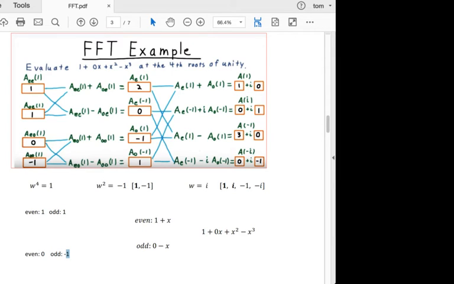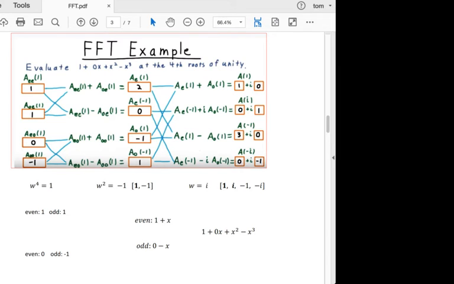So for this part, it doesn't contain the x anymore. So it's not related to the value of x. For any x, the result is the same. It's 1, 1, 0, negative 1. And for this part, we need to use this one and this one to get this one and this one.